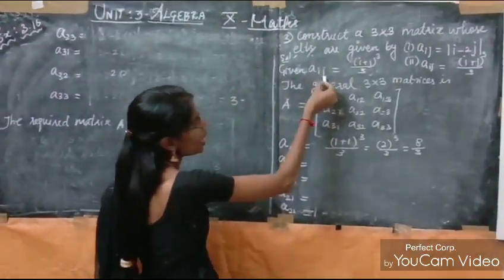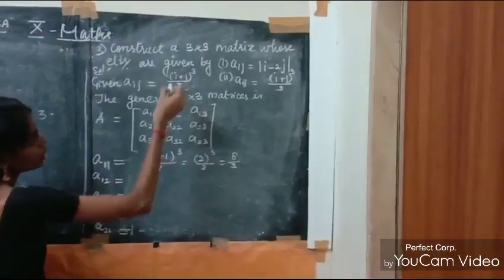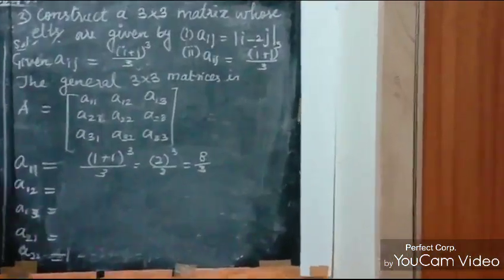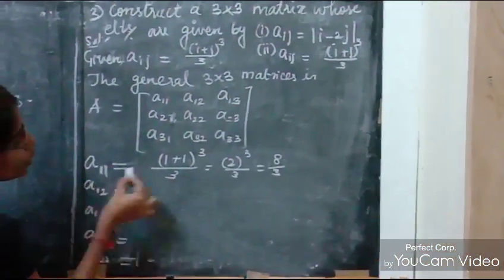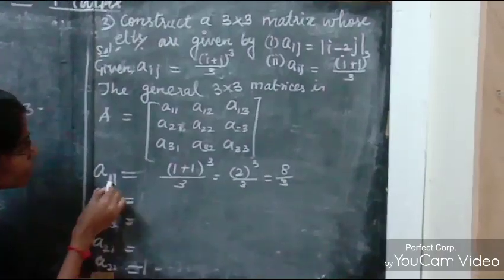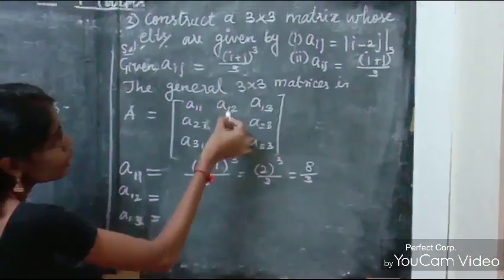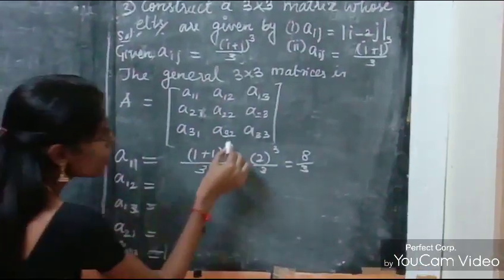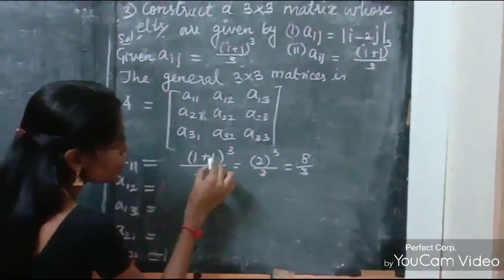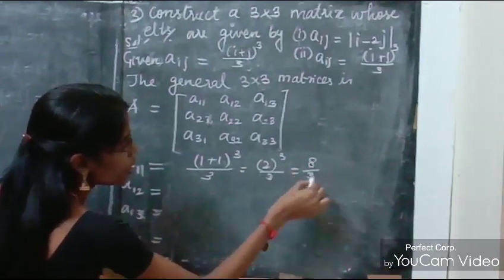Second subdivision: Aij is equal to (i plus j) whole cube divided by 3. The general 3 cross 3 matrix. This is A11, i plus j, i value 1, j value 1. 1 plus 1 whole cube by 3. 2 cube by 3, 2 cube is 8, divided by 3.